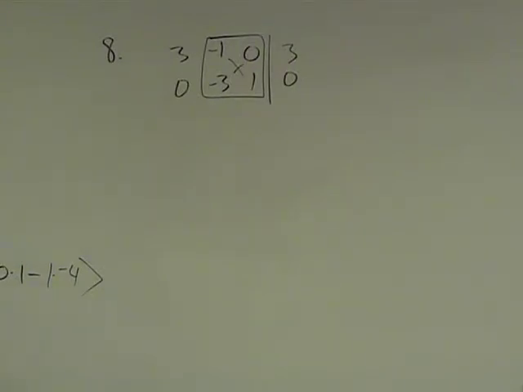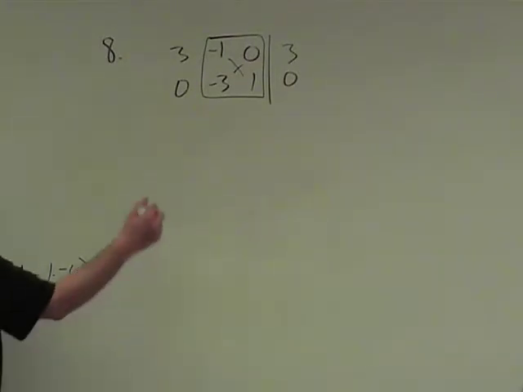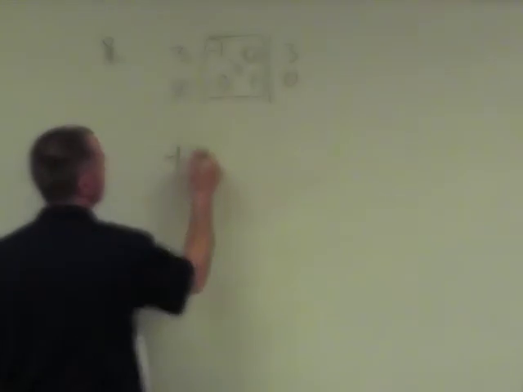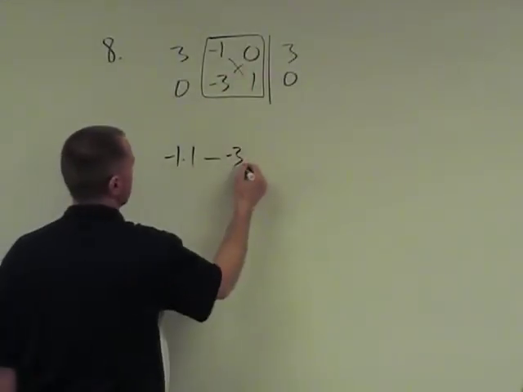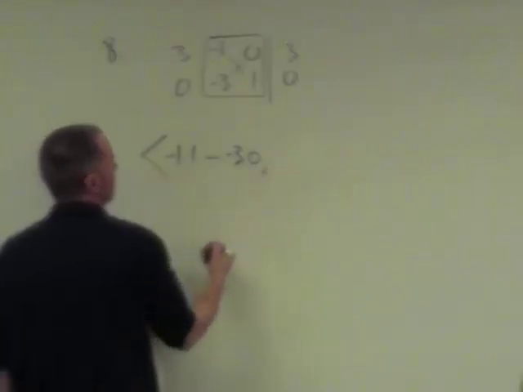Or I should say inverse. Or determinant, whatever it is. Okay. -1 times 1 minus -3 times 0. So that's the first one.